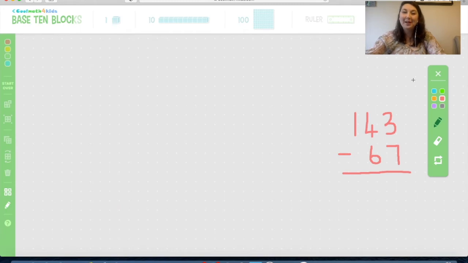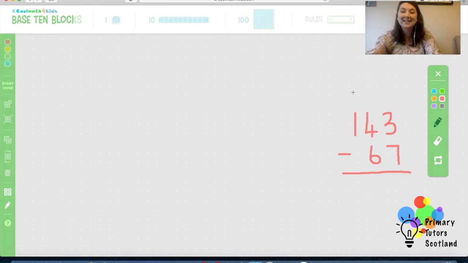Today we're going to look at subtraction with regrouping, and it's going to be a 3-digit take away a 2-digit number. So this is what we're doing today, 143 minus 67. I'm going to go ahead and put in my headings. This is my hundreds column, this is my tens column, this is my ones column. This will just keep us right.